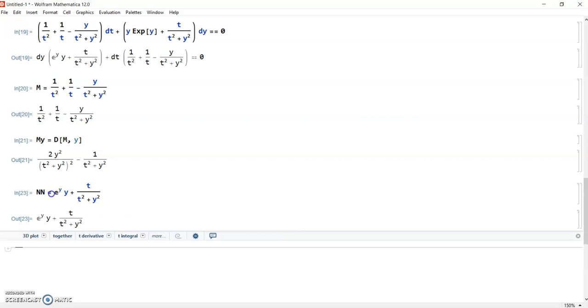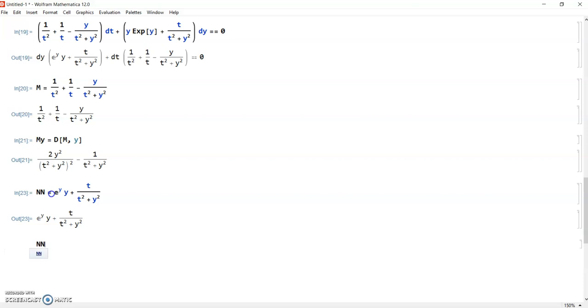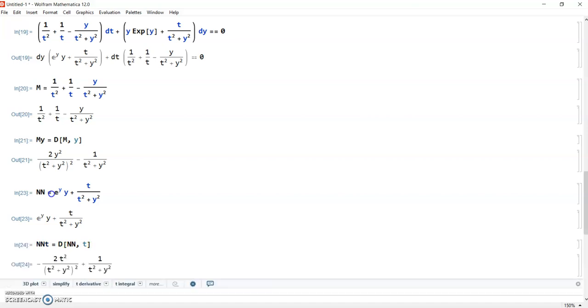Next I will differentiate N with respect to x. I will put subscript x over here and then differentiate nn with respect to x. Here it is not x, it is t, because we are using t in place of x, so here I should also put t. So I represent it as N subscript t. Now I execute this command, and I get this. Here it is minus 2t square and then 1 plus t square.